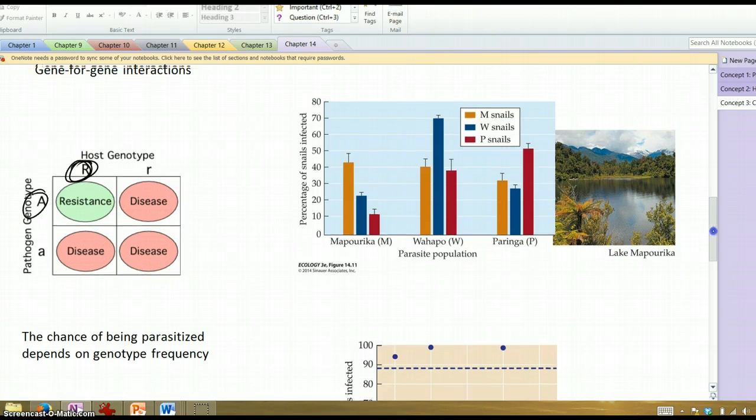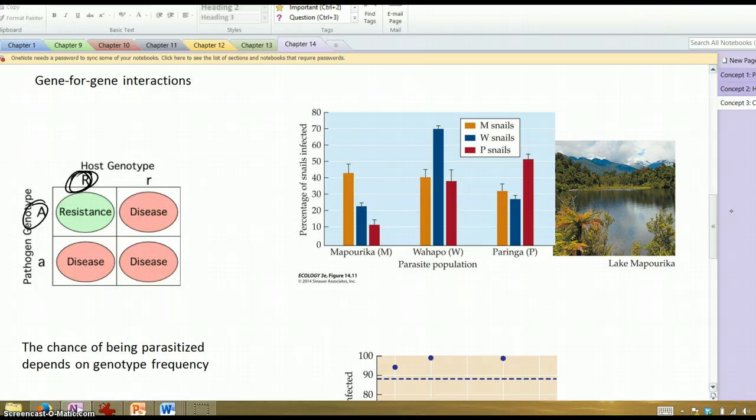In this study, these folks were looking at snails and a particular parasite that they have. What they found was that when a population was exposed to parasites from its own population, there tend to be higher levels of infection. So this particular population here, the M population, shown with the orange bar, when those snails are exposed to the parasite that normally resides in their population, they're relatively strongly, negatively affected. However, when they're exposed to parasites from the other populations, the W and P populations, they have a much lower level of infection. And we see the same thing here. When the W snails are exposed to the parasite from their population, it's higher, but it's lower for the others. And the same with the P population.